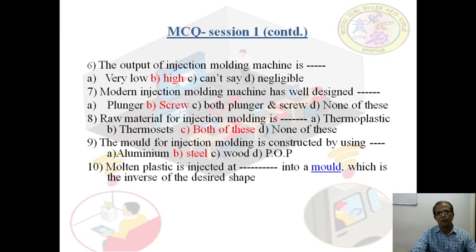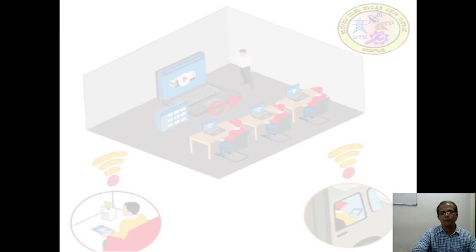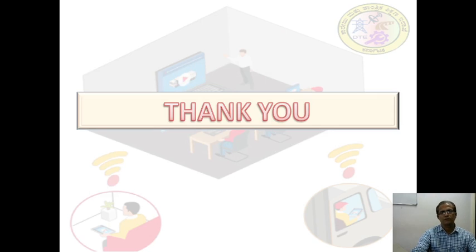Now question number 10. Molten plastic is injected at a dash into the mold, which is the inverse of the desired shape. Molten plastic means melted plastic. It is injected into the mold under high pressure, low pressure, no pressure. See, if there is no pressure, material will not be filled into the mold. Under low pressure also, the mold will not be completely filled. So high pressure is a must to fill the mold completely so that you can produce a product of good quality. Thank you.